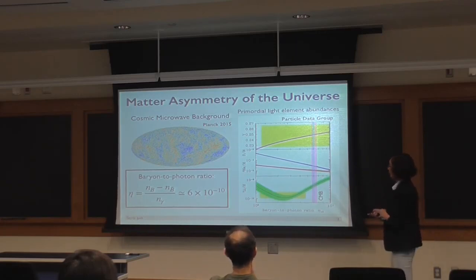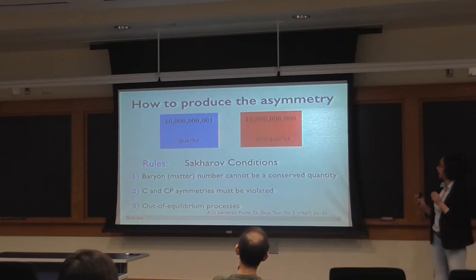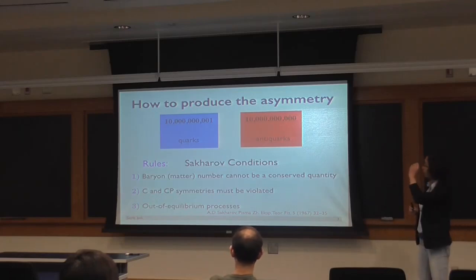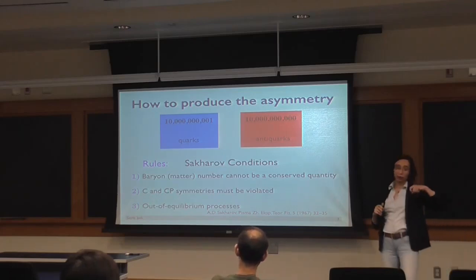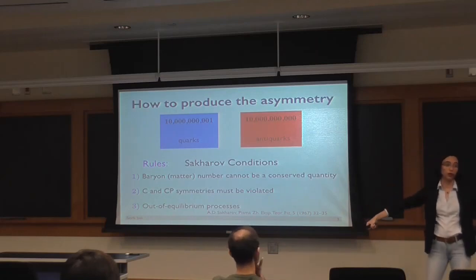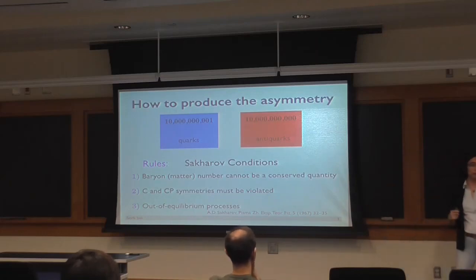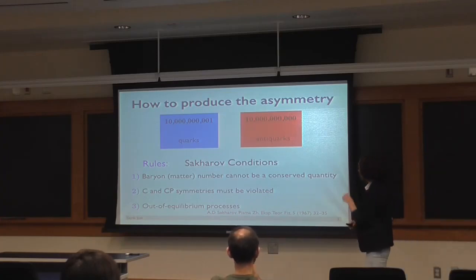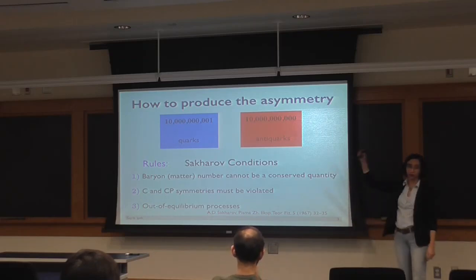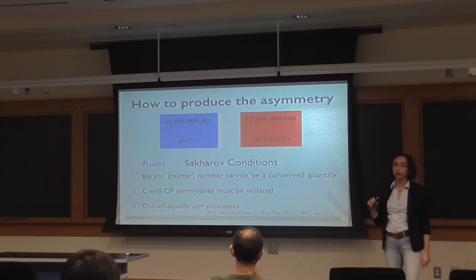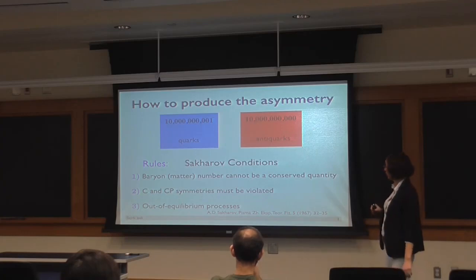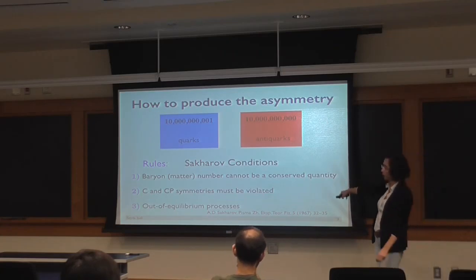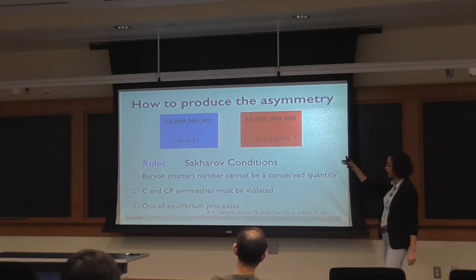This 10 to the minus 10 number corresponds to an asymmetry between quarks and antiquarks in the early universe. Basically, you need to have one extra quark for every 10 billion quark-antiquark pairs. Having that one extra quark gives you a matter-antimatter asymmetry of 6 times 10 to the minus 10. In order to produce this asymmetry from a particle physics model, you need to satisfy 3 conditions called the Sakharov conditions. Any particle physics model that explains the universe needs to satisfy these conditions to produce a matter-antimatter asymmetry.